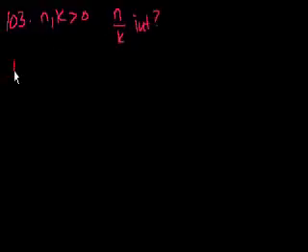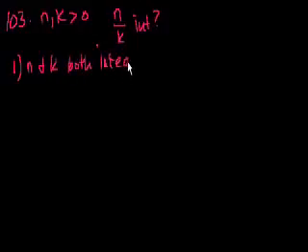So let's see. Statement 1 says, n and k are both integers. And that's good that they told me that because I was assuming it incorrectly. Well, that still doesn't help me much. n could be 2 and k could be 100, and 2 over 100 is 1 over 50. That's not an integer. Although n could be 4 and k could be 2, and that would be an integer. 4 over 2 is 2. So statement 1 by itself doesn't help me.